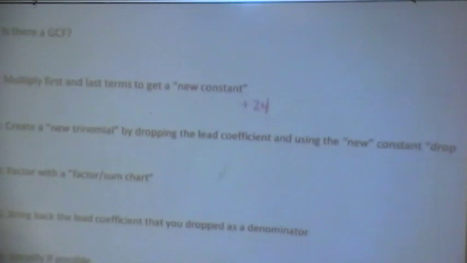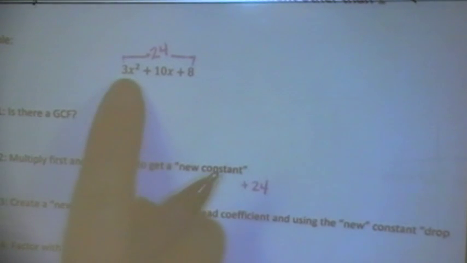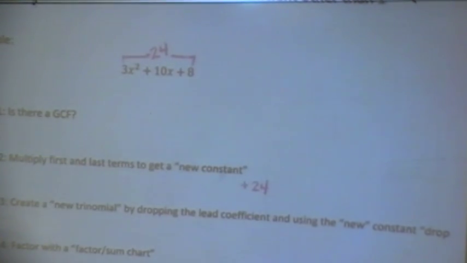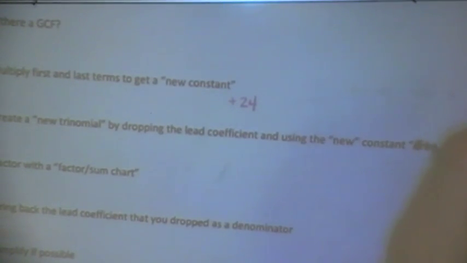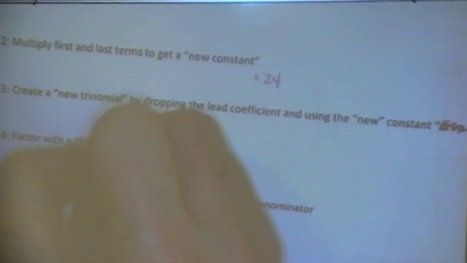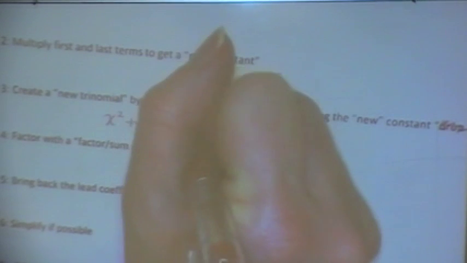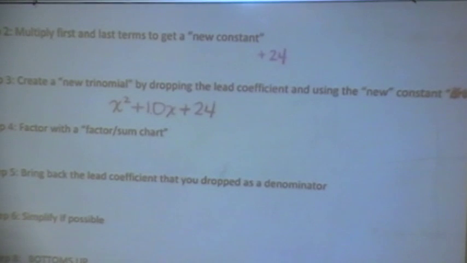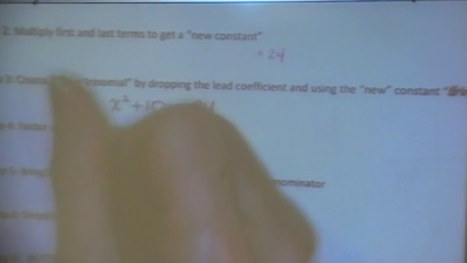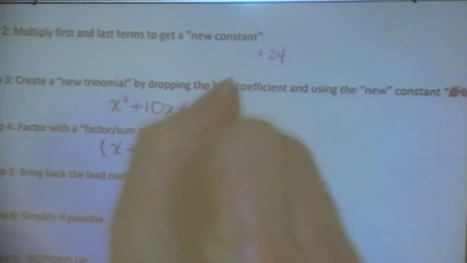Step 2 says create a new trinomial by dropping the lead coefficient. So I'm going to drop that 3 off and use the new constant. I don't know why it says drop again. Ignore that. So I'm going to write x squared plus 10x, and instead of plus 8, I'm going to use that new constant I created in the step above, 24. Now this trinomial, I am going to factor with a factor sum chart. If you don't need the factor sum chart, that's okay. That would give me x plus 6, x plus 4.